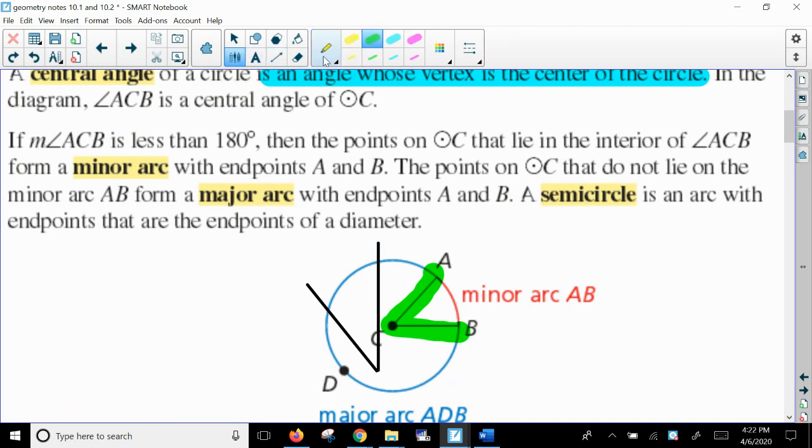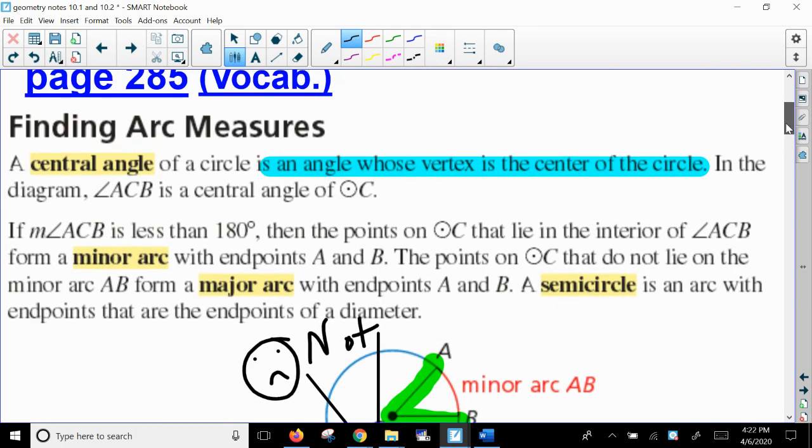Now, again, the vertex is in this circle, but it's not the center of the circle. So this is not a central angle. Not. Okay? Sad face. Don't get that. The vertex has to be in the middle of the circle, the center, in order to be a central angle. Okay.